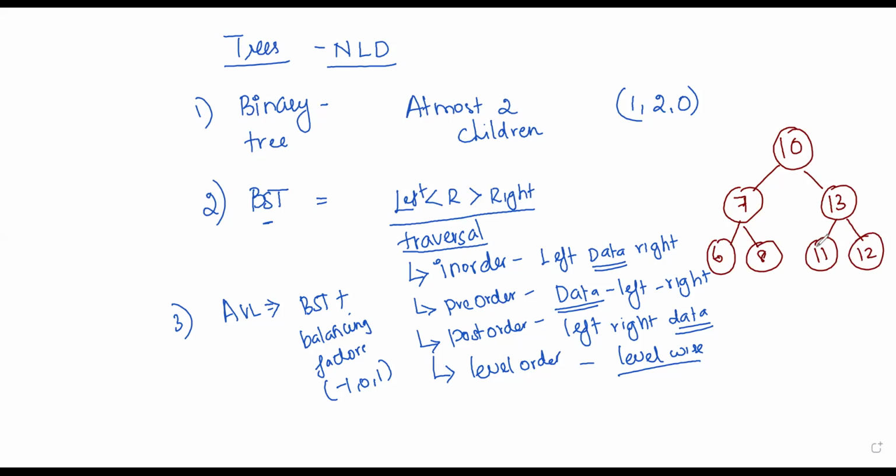So, it is in the right subtree, but it is lesser than 13. So, it is in the left of the right subtree. Likewise, you have to construct a tree. For example, if I'm giving one more data called 5, where will it be? By the property of binary search tree, it will be fixed here.